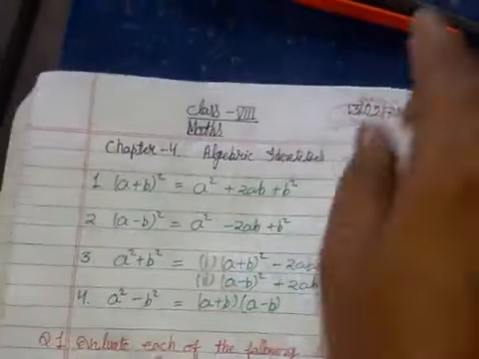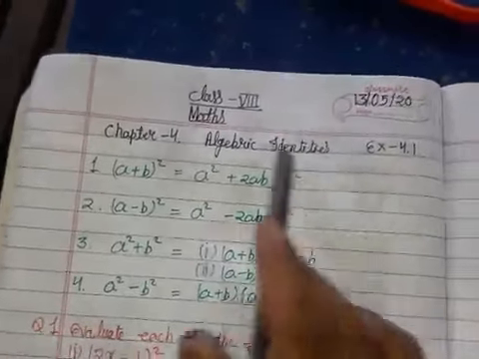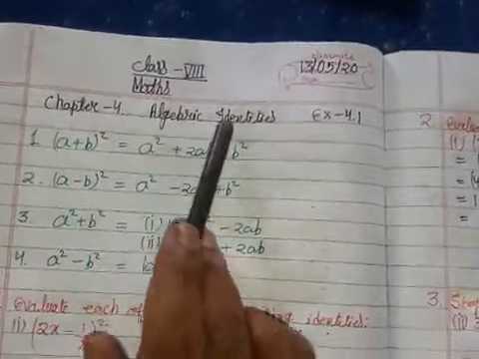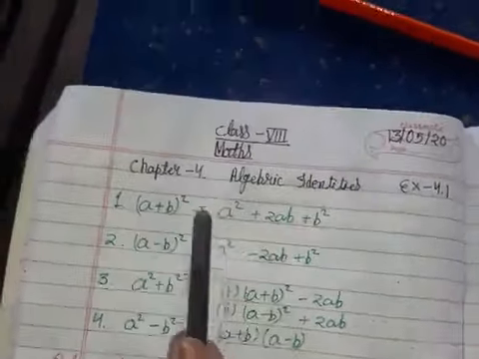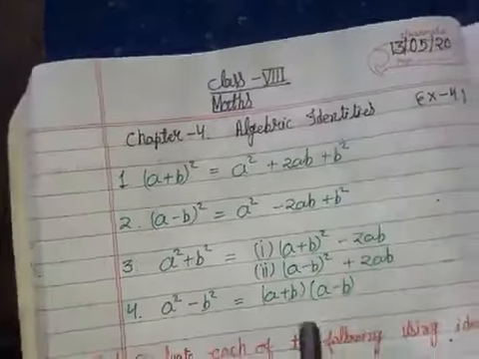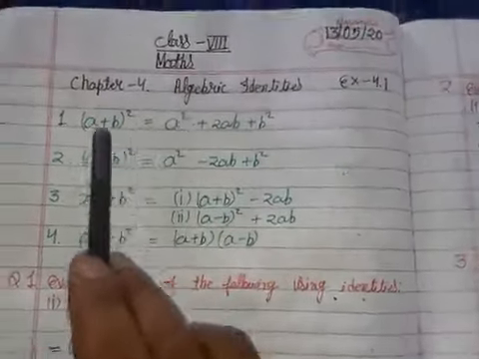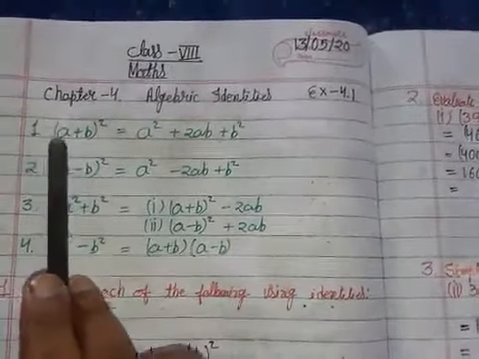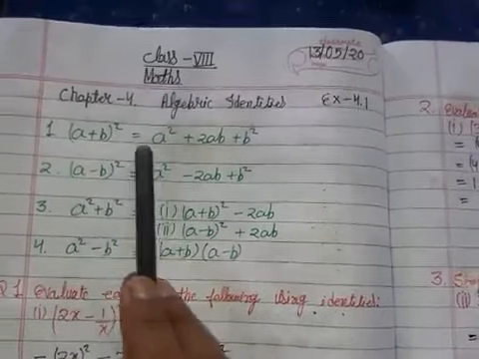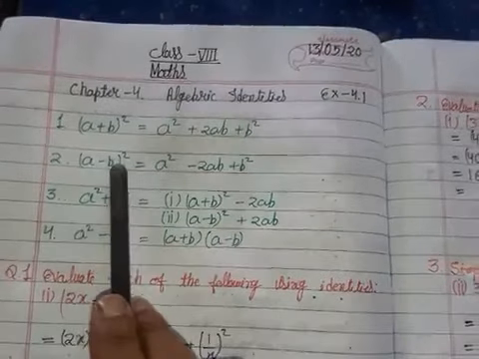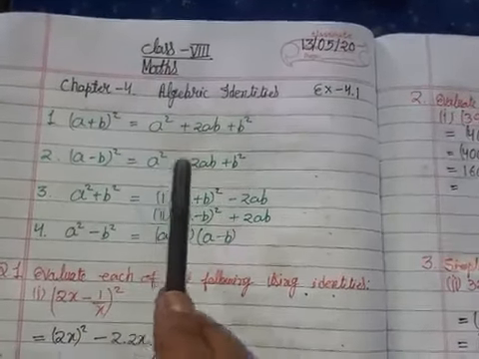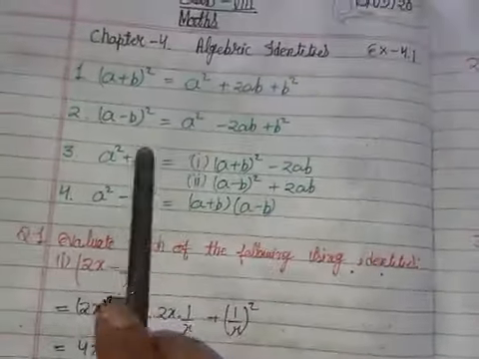This is your next chapter, Chapter 4, algebraic identities. Okay, now you know these formulas, these are basic formulas. Again we repeat today. What is the first formula? (a + b)² = a² + 2ab + b². (a − b)² = a² − 2ab + b².